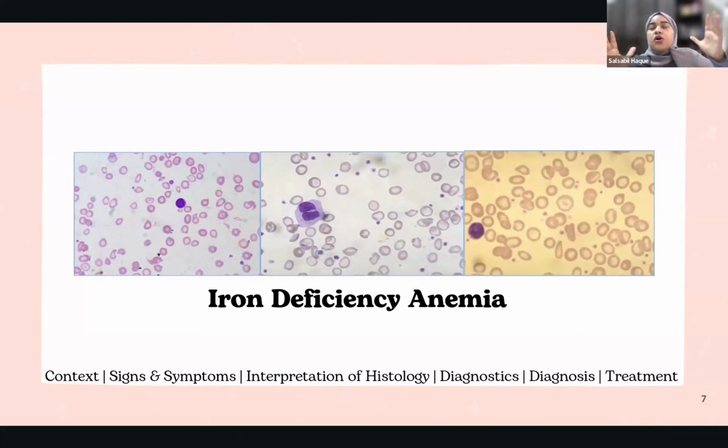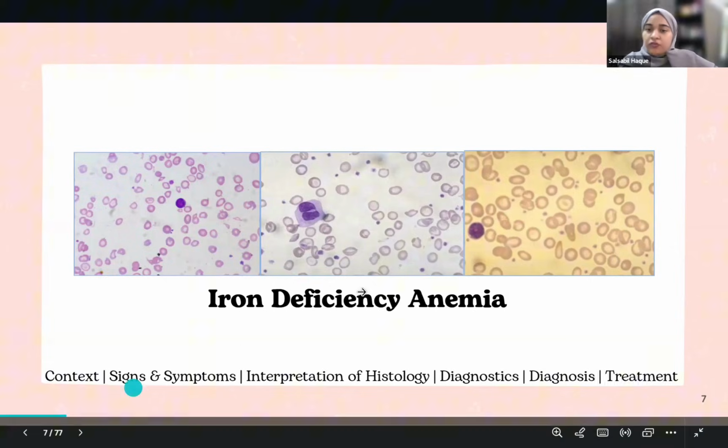And what is the most common cause worldwide for iron deficiency anemia? Worms. Hookworm, yes, very good. So hookworm infestation is the most common cause. So it's very important to remember the context: hookworm infestation, menorrhagia, GI bleeding, peptic ulcer, etc.